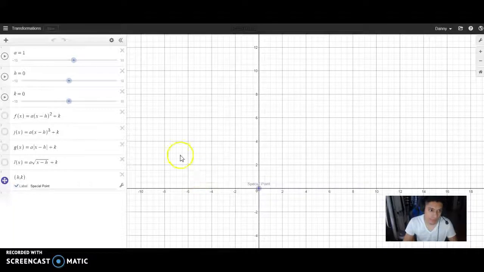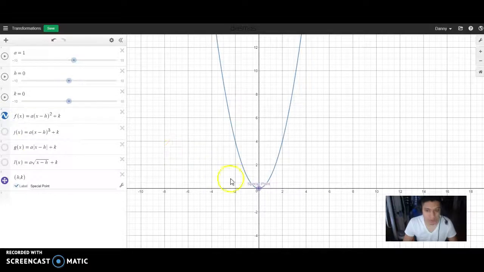Hey, so I'm going to be making a video on transformations using Desmos. What I recommend for your presentations is that you do something very similar. You see all of these are turned off. I'm gonna turn on one of them. So I'm gonna turn on this one.